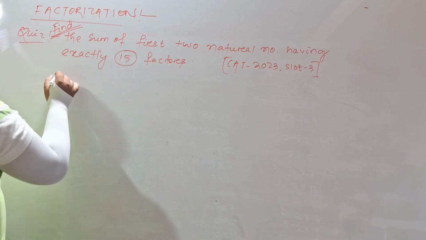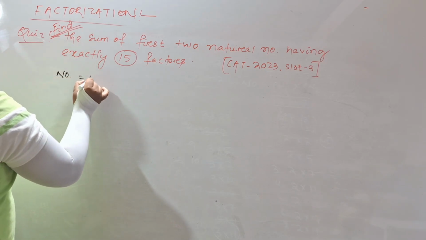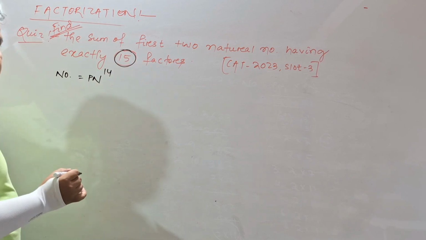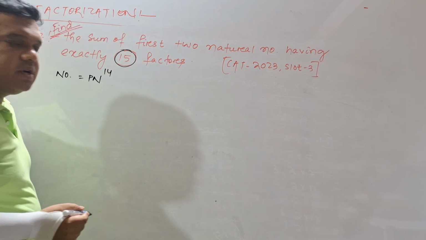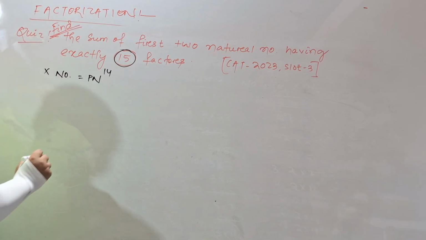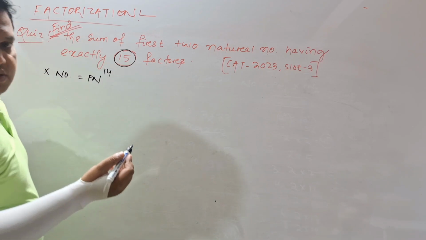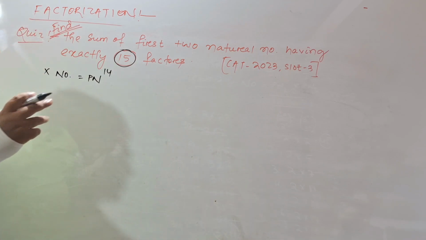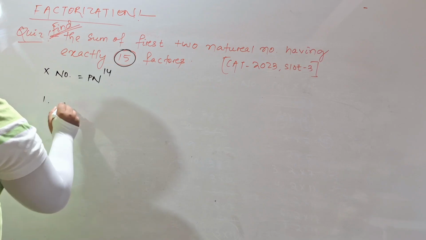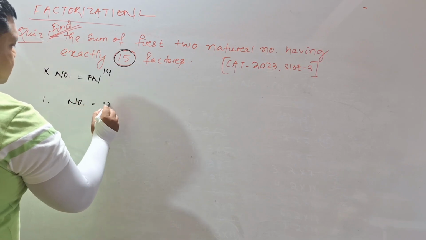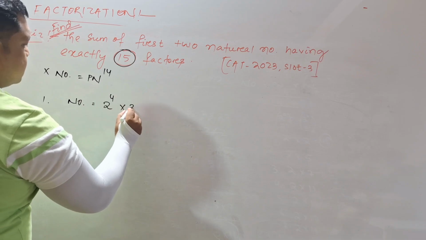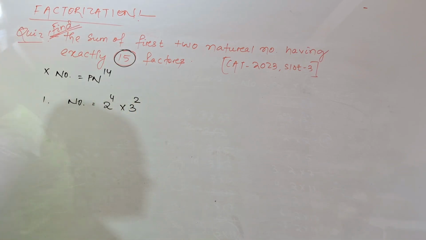First, the natural number. One natural number you can say is any prime number. Here the number of factors is 15, which means the power is 14, but 2 to the power 14 or 3 to the power 14 is a huge number, so don't consider it. This is the thought logic you have to apply. Think of any combination of 2 and 3. So one number I can write is 2 to the power 4 into 3 square, because 5 into 3 is 15. This is the smallest one.